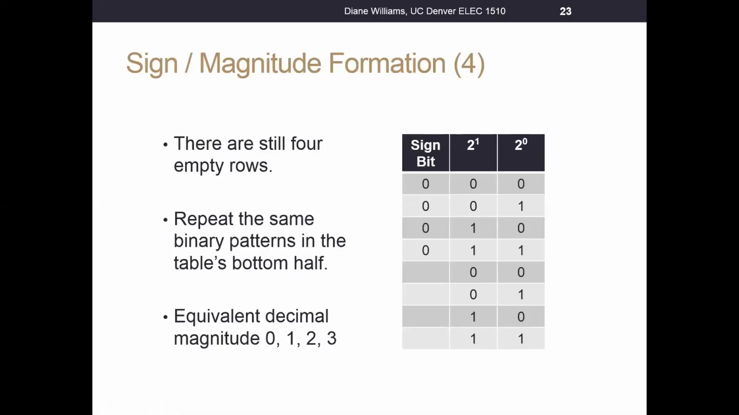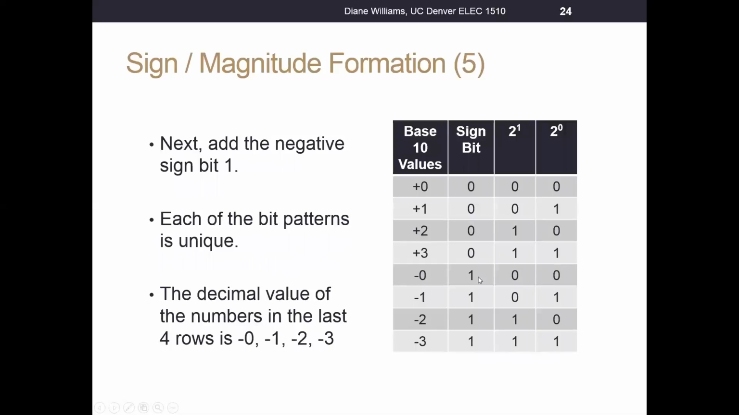Now, we still have 4 empty rows in our table. We need to maintain that same unique binary pattern. So in this bottom half of the table, we're going to fill in 1s as a sign bit. So we'll fill this, this, and this with 1s. Notice we repeat the same pattern as in the upper half of the table with these 4 bits.